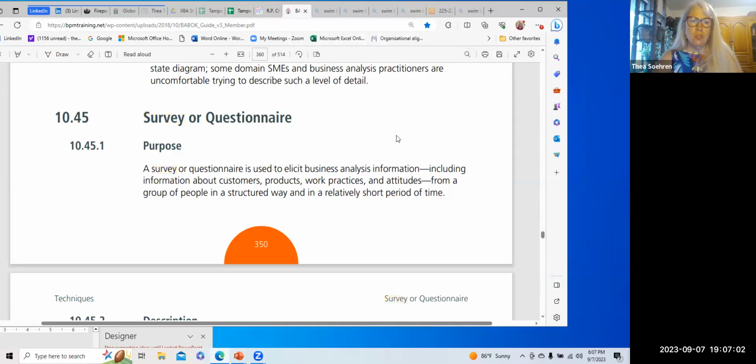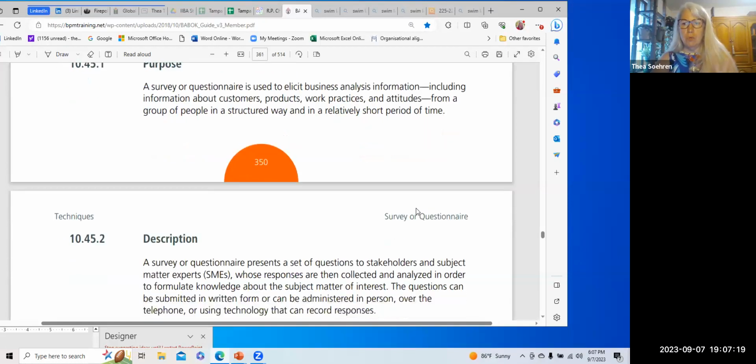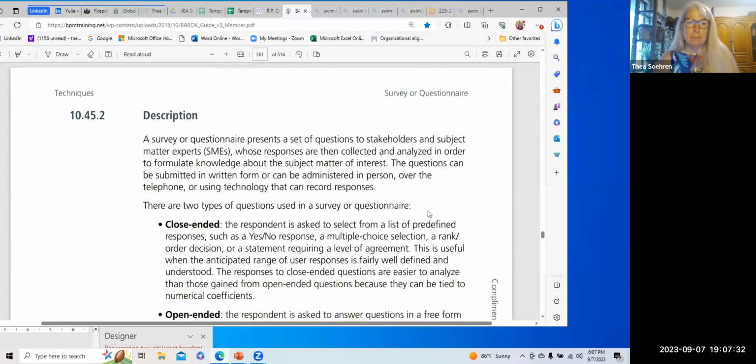So for survey or questionnaire, the definition out of the BABOK: a survey or questionnaire is used to elicit business analysis information, including information about customers, products, work practices, and attitudes from a group of people in a structured way in a relatively short period of time. So basically, you need to get information from some group of people at some location or multiple locations, but you need to get that information brought back to you. And there's a couple of very important things you need to know about that.